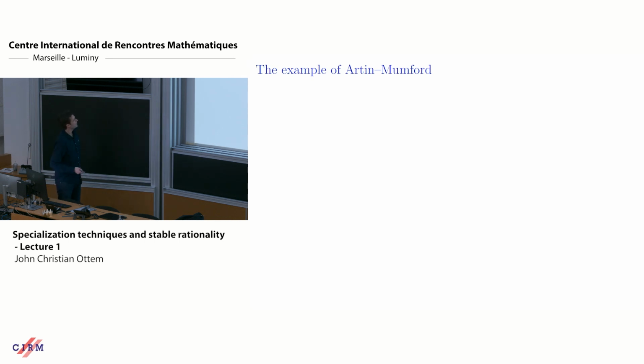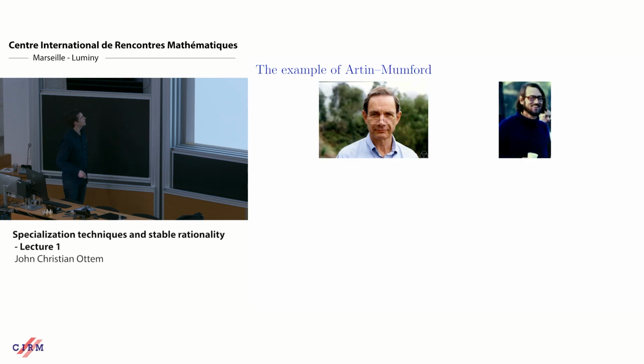Okay, what I wanted to mention was this example of Artin and Mumford, which was also around 1970. They used a stable birational invariant, namely the torsion part of H3. So now we're over the complex numbers. And if you look at the torsion group in H3, this is a stable birational invariant.